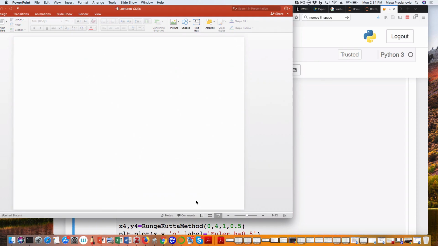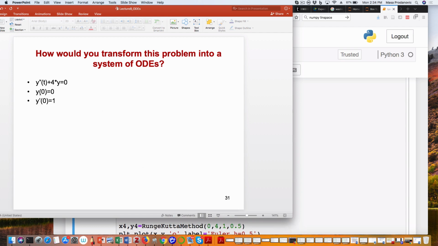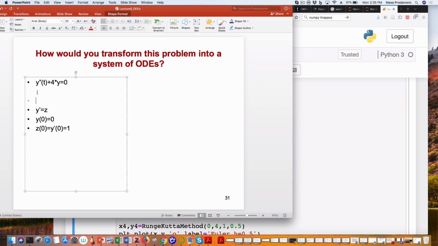So how about I start from my boundary conditions guiding me? How about I call this z of 0, and my new function z is actually y prime. So y prime is equal to z. Now from this first equation, what is y double prime in terms of z?